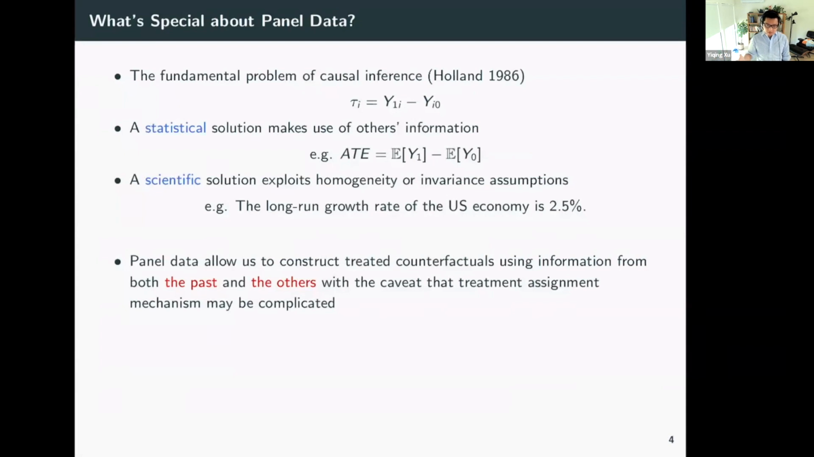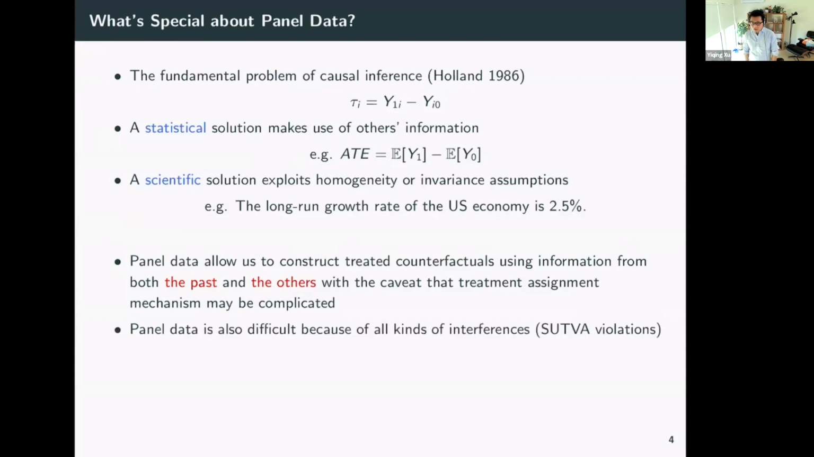There are papers discussing this, but it can be very, very complicated. And that's why using a two-way fixed effects model does not always guarantee that what you get out of beta is causally interpretable. It is difficult because of all kinds of SUTVA violations. SUTVA represents the stable unit treatment value assumption. If you're unfamiliar with this term, this basically means some kind of interference or spillover.